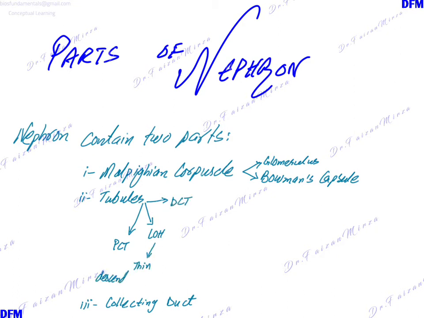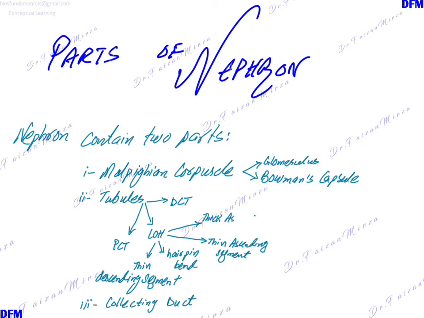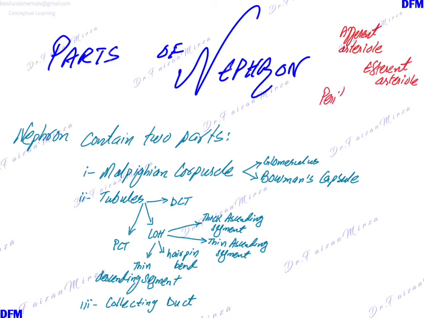These 3 tubules include your proximal convoluted tubule, PCT, LOH, which is the loop of Henle, and the distal convoluted tubule, which is DCT. The loop of Henle is then further divided into 4 parts. There is a thin descending segment, there is a hairpin bend, and then you have a thin ascending limb of the loop of Henle, and finally there is a thick ascending limb of the loop of Henle. So there are 4 parts of the loop of Henle, and then there is the collecting duct after the nephron. So these are the parts of the nephron. And the blood vessels of the nephron include the glomerulus, and apart from the glomerulus, there are other blood vessels which include the afferent arteriole, efferent arteriole, peritubular capillaries, and vasa recta. Where are these present? This is what we'll be discussing shortly.